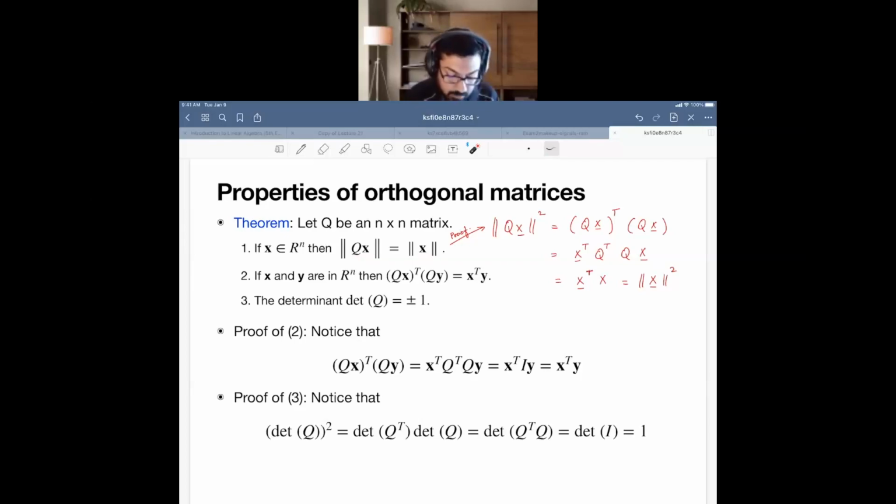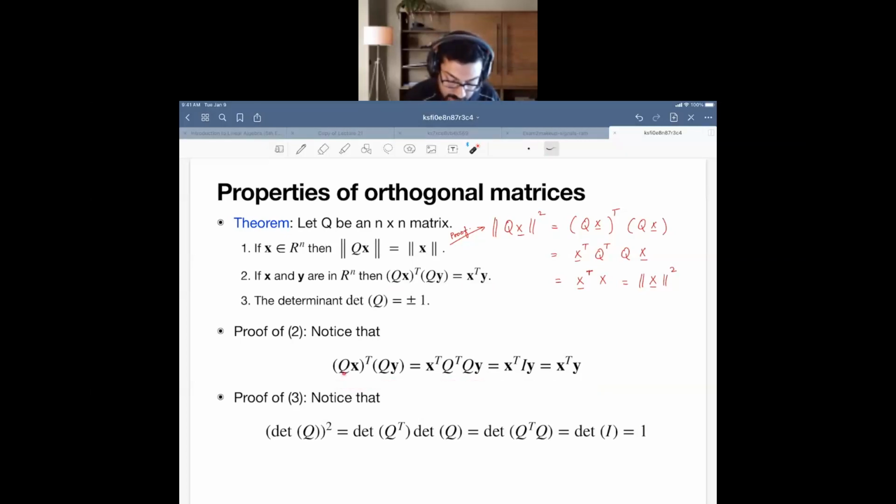The second property of orthogonal matrices is that if you have, say, two vectors x and y, and you look at the dot product of (Qx) transpose with Qy, it is the same as x transpose y. And to prove this, we have the proof over here.